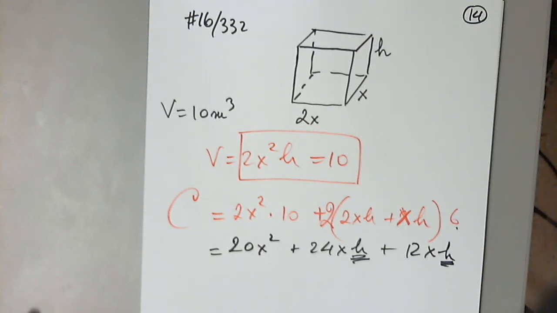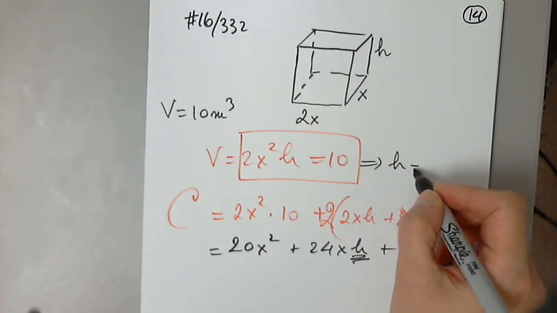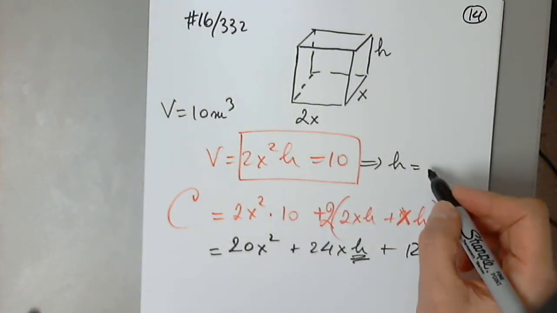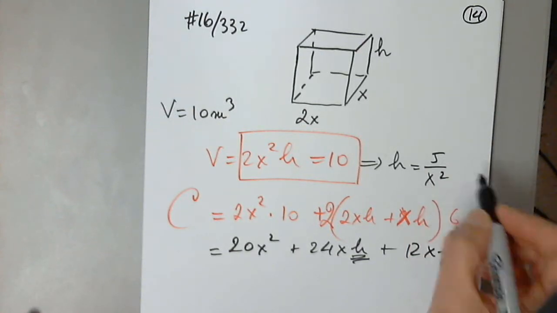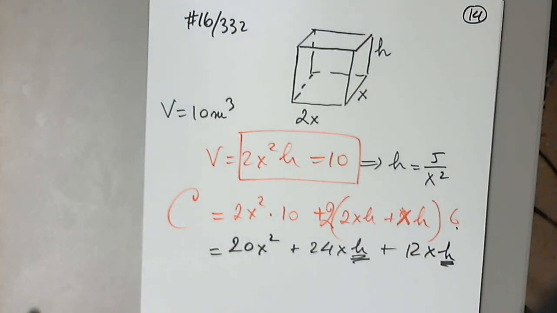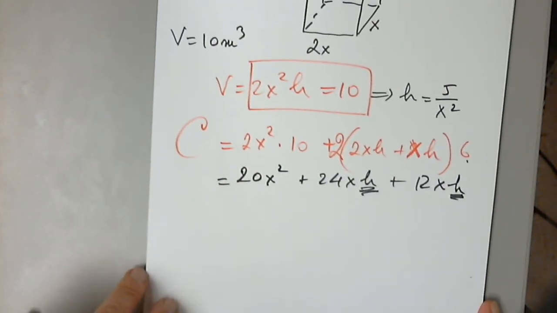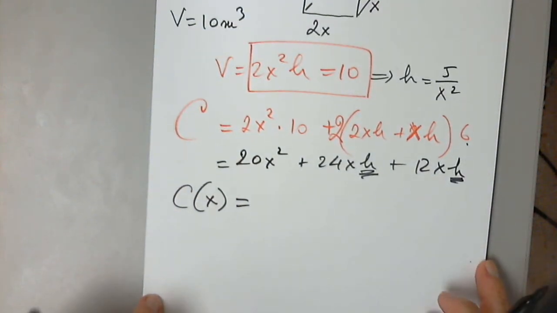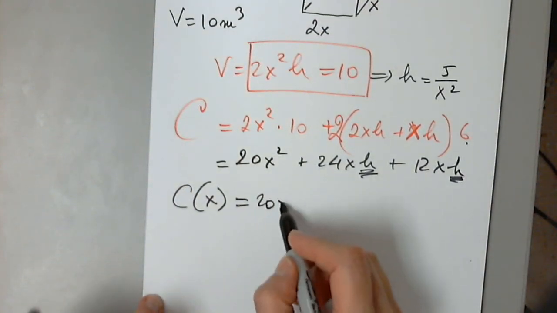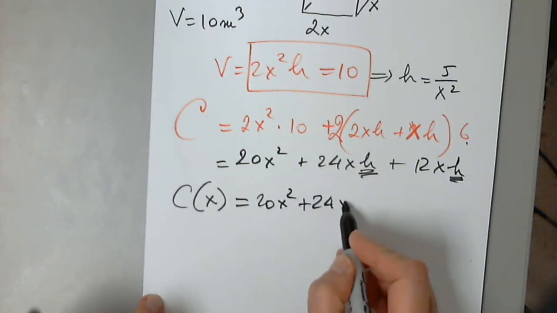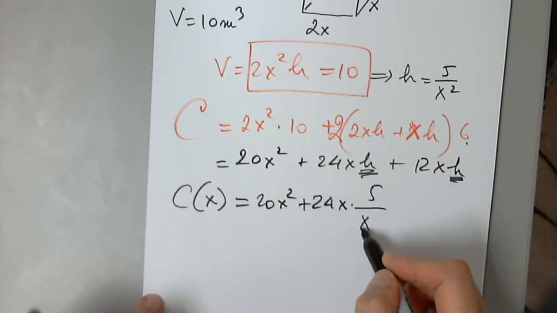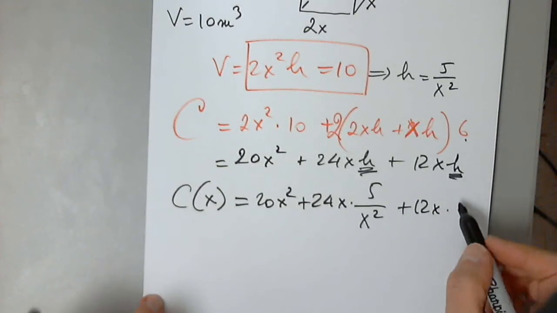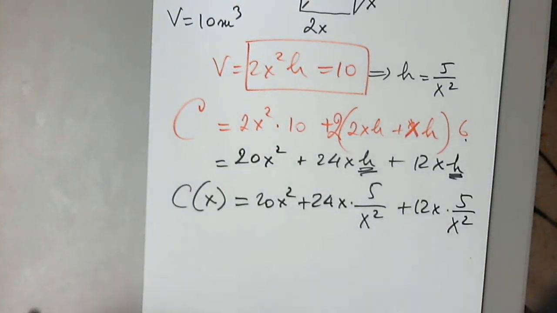Right. So right here, I solve this for h. And it's 10 divided by 2, which is 5 over x squared. All I need to do is just plug it in. So now it's indeed a function of one variable. 20x squared plus 24x times 5 over x squared plus 12x times 5 over x squared.